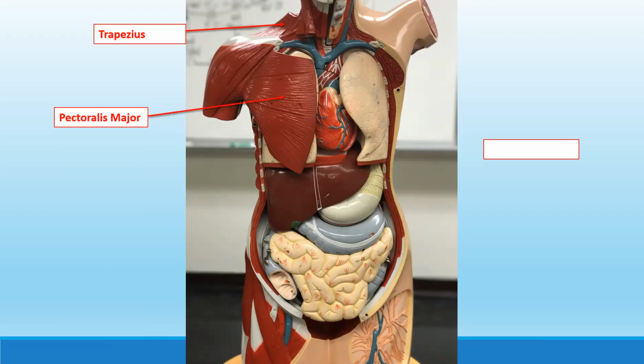Here we have the pectoralis major, a large muscle on the anterior surface of the thoracic cavity. If there's a major, there is a minor.